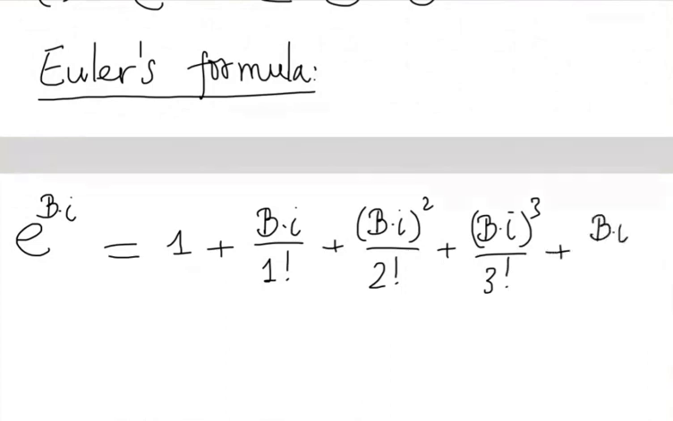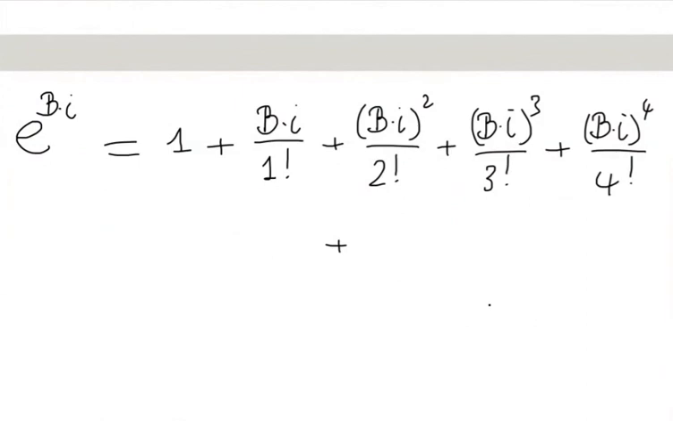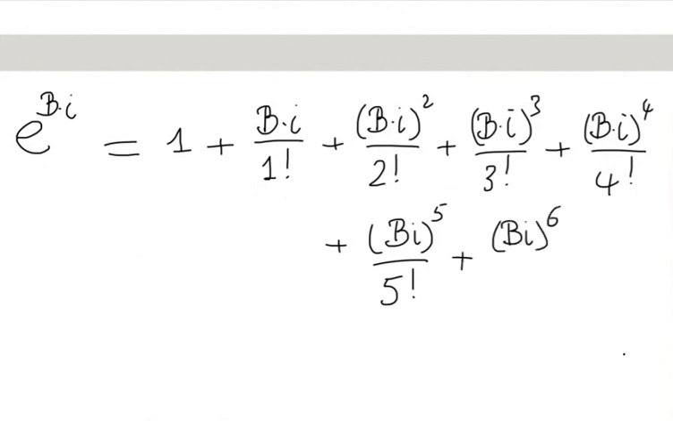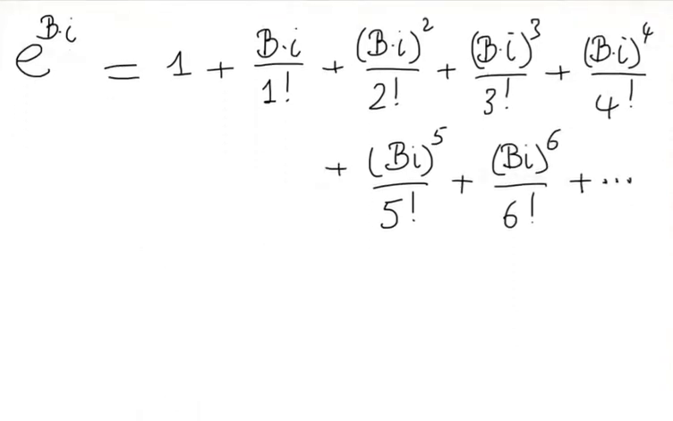Plus (bi) to the 4th over 4 factorial plus (bi) to the 5th over 5 factorial plus (bi) to the 6th over 6 factorial, and so on. This goes on forever. But let's simplify. The first two terms we cannot simplify anymore, so just leave them like that.